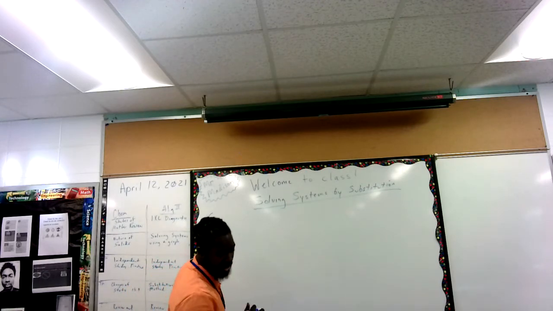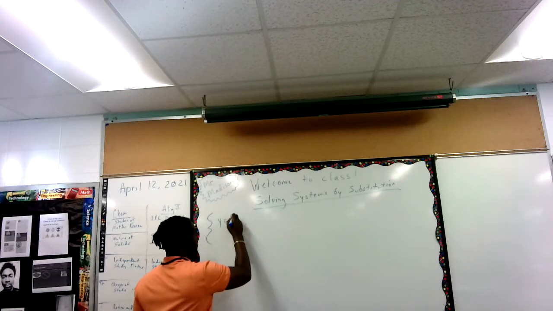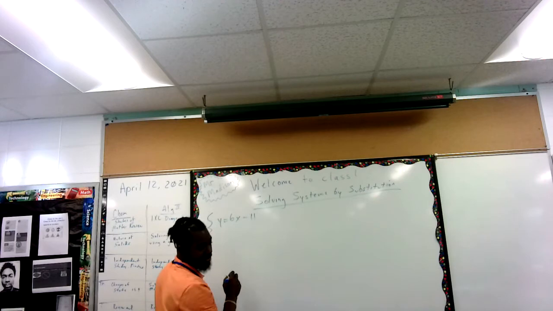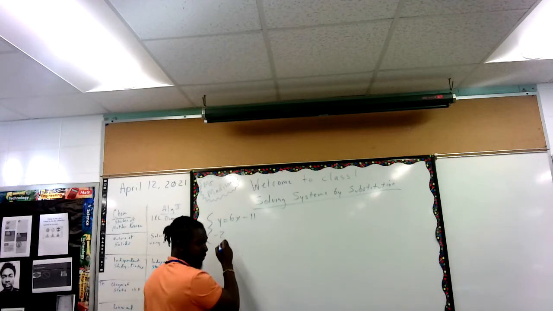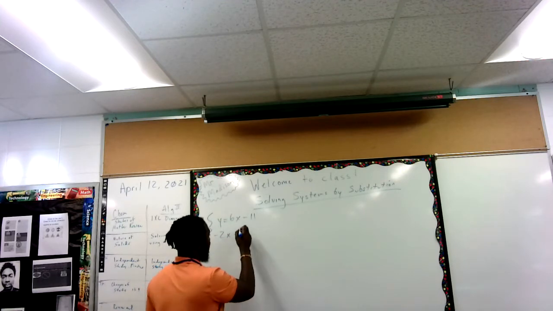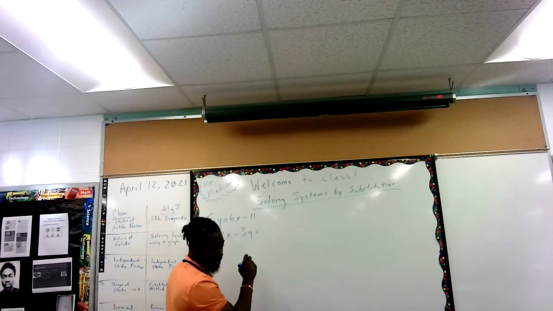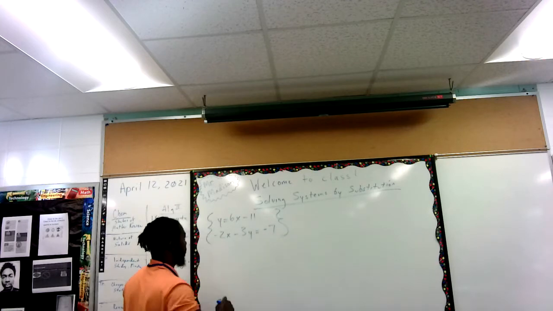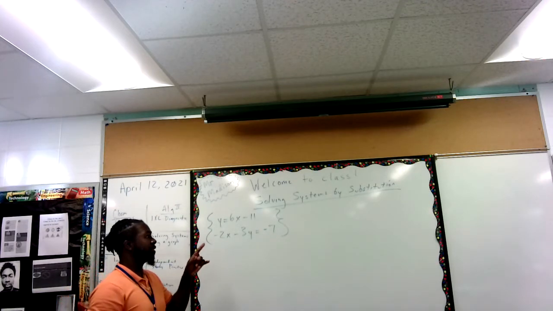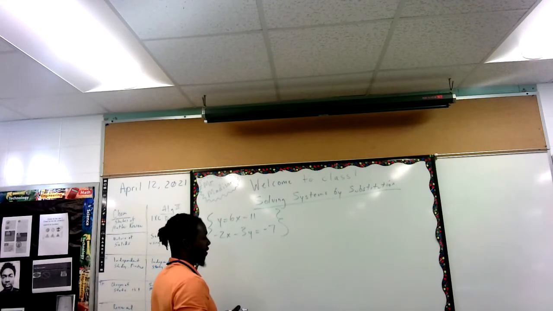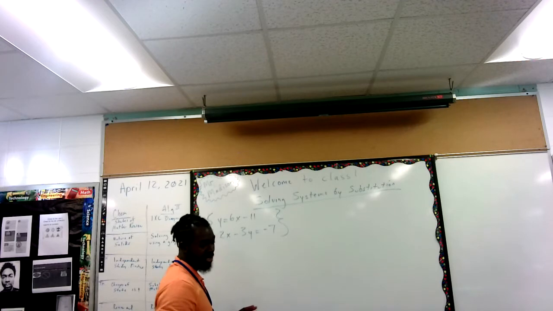All right, so our system will be y equals 6x minus 11. And then the other part of the system will be written in standard form. So let's just say negative 2x minus 3y equals negative 7, right? Don't worry about the arrangement. When we're doing the substitution, that's less important. But we are going to implement a specific strategy to get this going, okay?